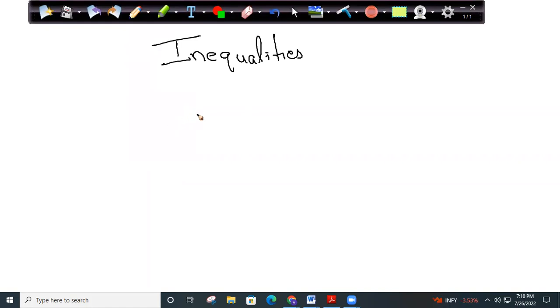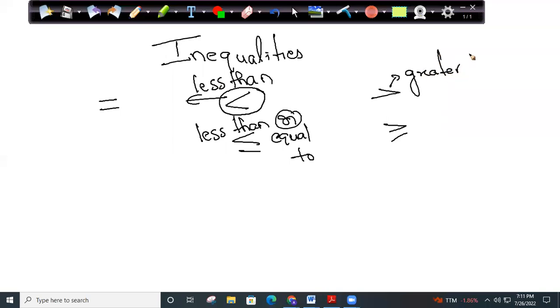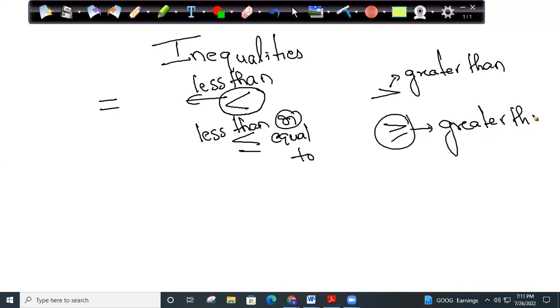We have 4 symbols in inequalities. In equality, we have just 1 symbol, but in inequalities, we have 4 symbols. 1, 2, 3, and 4. Some students generally get confused. This symbol stands for less than, less than or equal to, greater than, greater than or equal to. Everyone knows. If some students get confused, less than or greater than, you should know. First, you should know the terminologies of this: less than, greater than, less than or equal to, greater than or equal to. Okay, we know this, right?